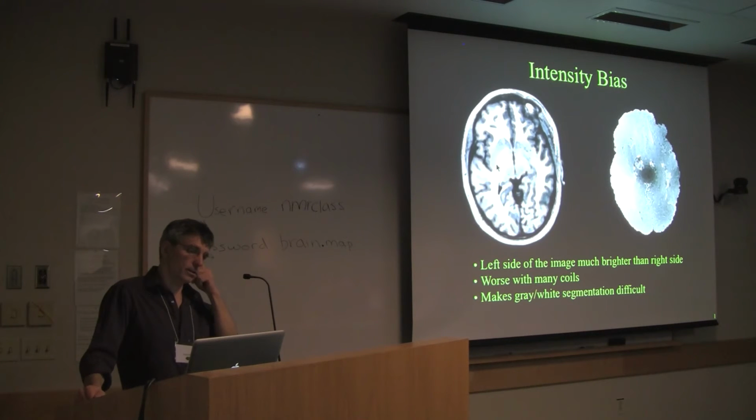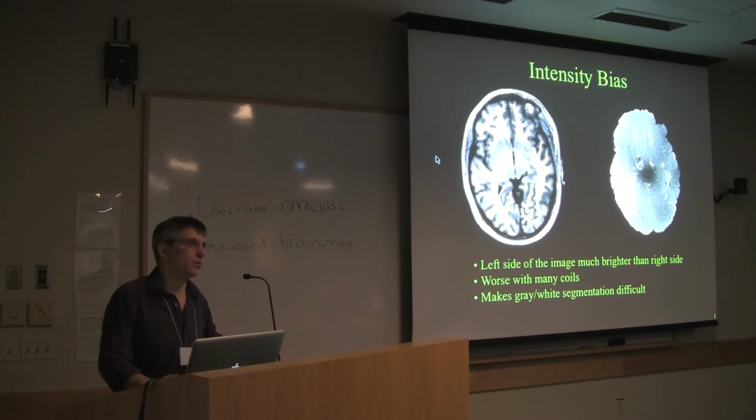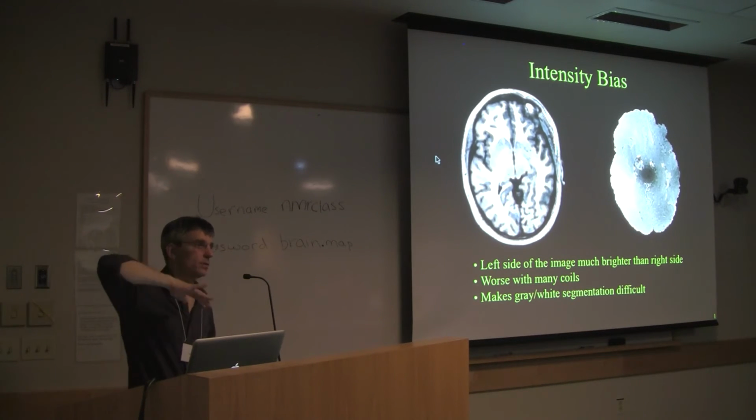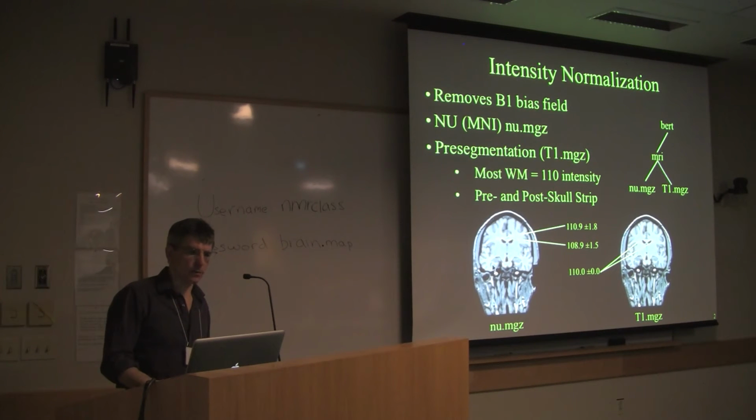So we implemented this intensity bias scheme where it tries to estimate what the shadow is that's being cast across the MRI image, and estimate that and then remove it. And most of the time this works pretty well. In the T1 image, most of the white matter is going to be 110. If you brought up the T1.mgz in Freeview and clicked on a point in white matter and looked at the voxel intensity, you would see about 110 for most areas in white matter. If it's not, then that could indicate a problem.